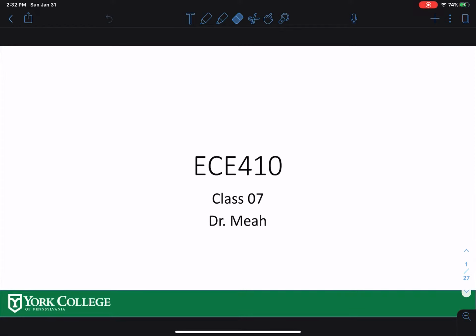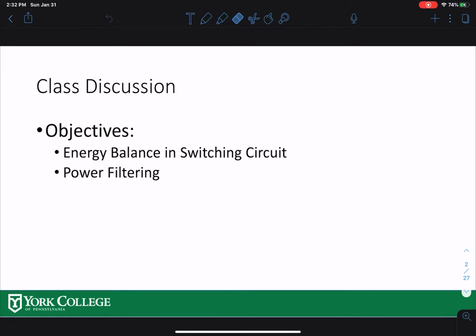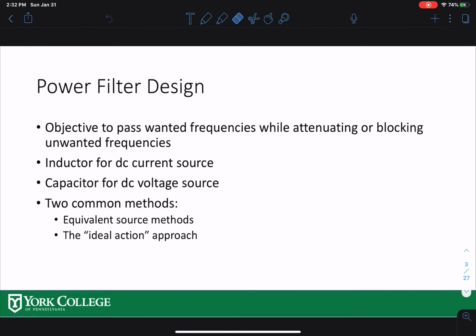Hello everyone, welcome back to ECE410 Power Electronics, class number 7. In this class, we're going to use power filtering and energy balance to design a converter. All right, so let's get started here.